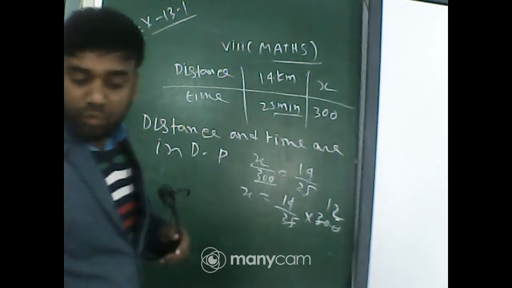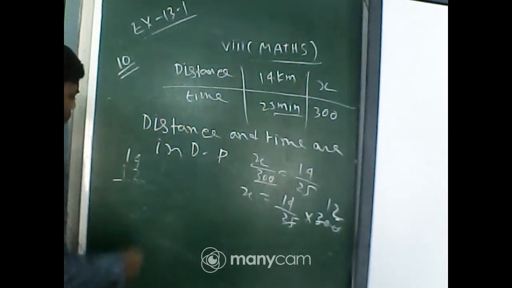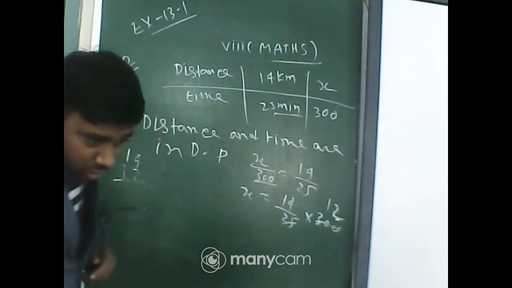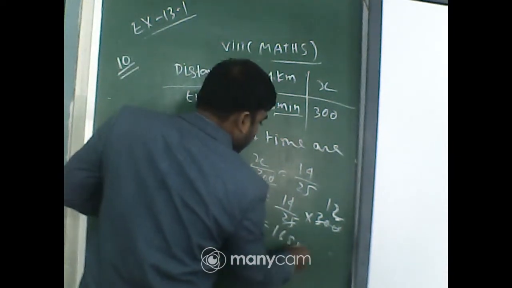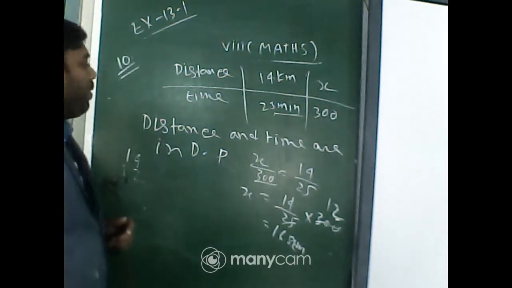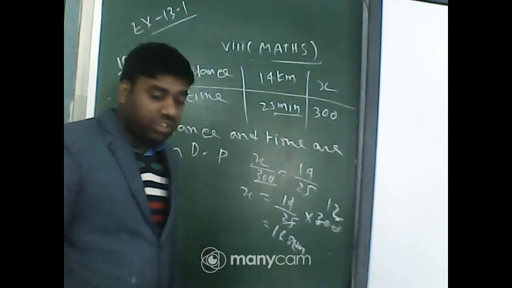300 divided by 25 is 12, so 14 into 12. What will be the value of 14 into 12? That is 168. Yes, it is 168. So in 5 hours it covers 168 kilometers.